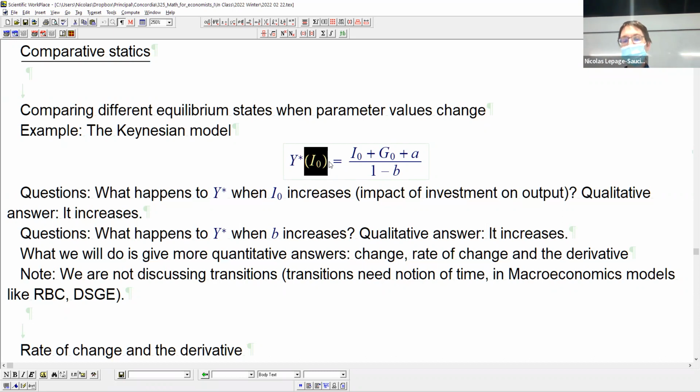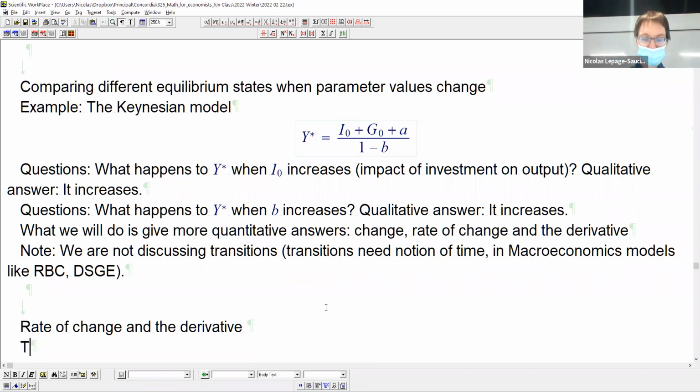So this is what we're going to see. The rate of change, and the derivative is a specific rate of change that we're going to see. You don't have to write this down; it's just to see it. Okay, so the difference quotient. This is what we use to describe the rate of change.